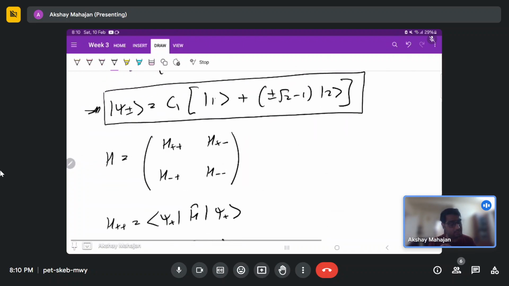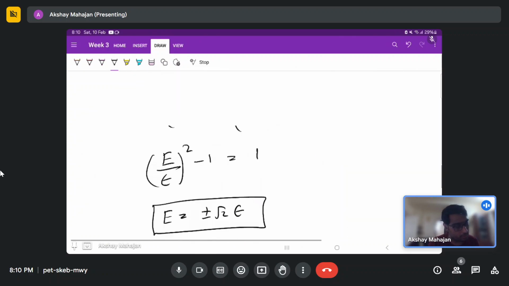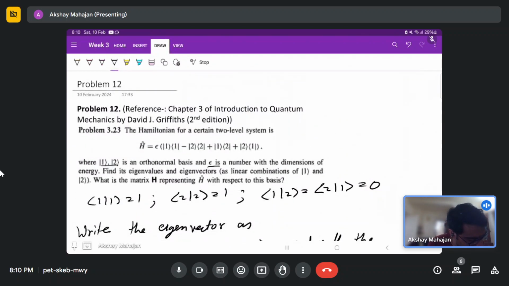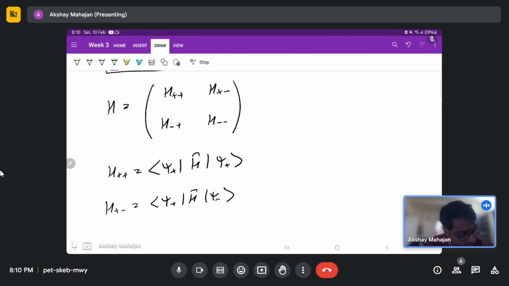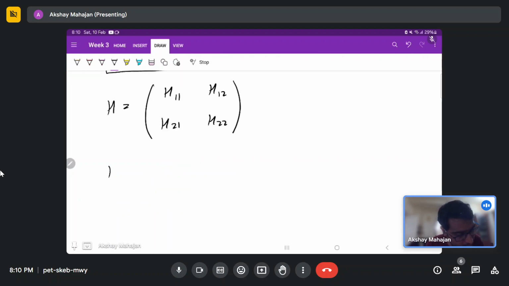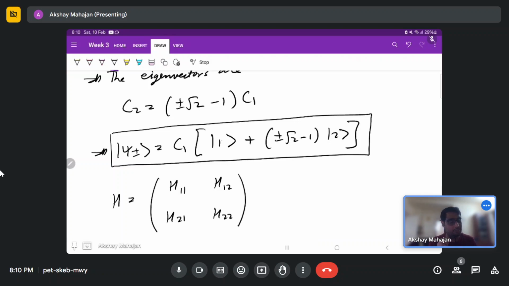And since this will be an eigenvector in this basis, what is the matrix element representing H cap with respect to this basis? Sorry, we have to find it in this basis actually, not in the eigenvalues. Eigenvalues we already have. Sorry, my mistake. So we have to find this in this basis. Sorry about that. In the problem, what has been asked is that H will be diagonal, and that is also interesting.